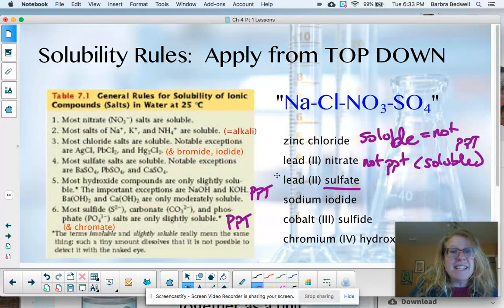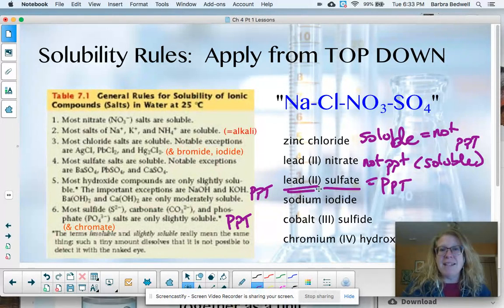So this is an exception to rule number 4. This means this is going to be a PPT, and it's actually white. This is definitely going to be one of those cloudy solids that would form, because it's lead 2. It's an exception to the sulfate rule.